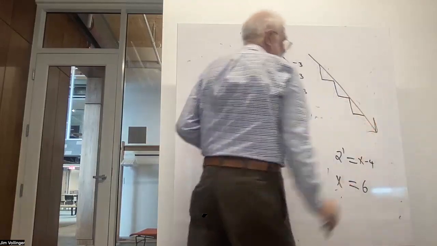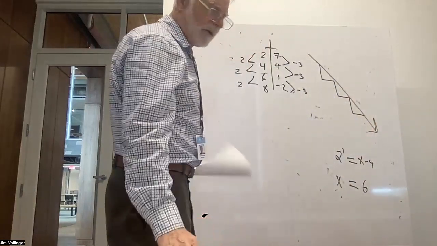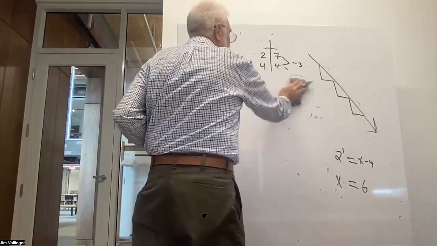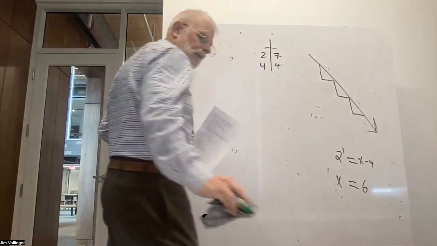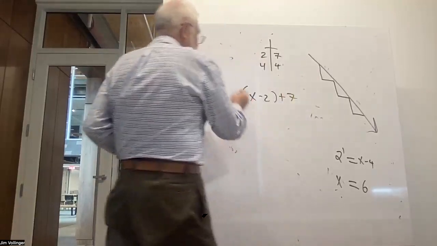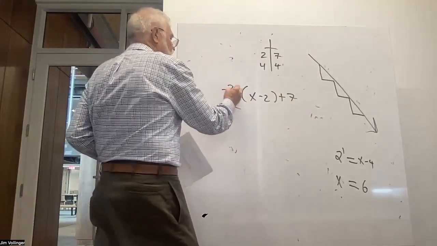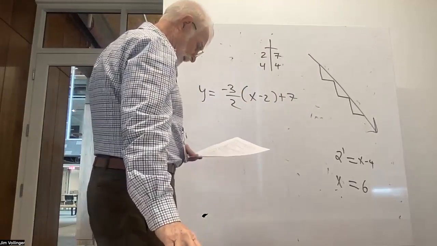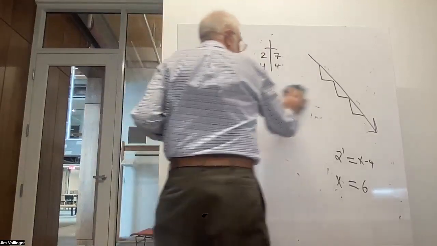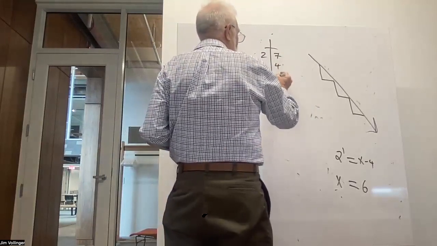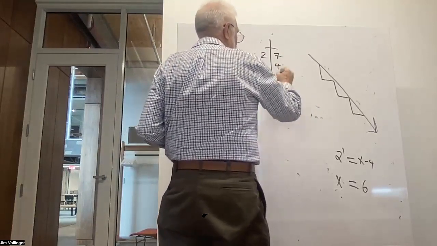Sure looks like a line to me. I wonder if I can figure out how to write the equation of a line given 2 points, because I think I got those 2 points right there. y equals negative 3 over 2 times x minus 2 plus 7. X is changed by 2, y goes down by 3, and there's the equation that produced the table values you were looking at.